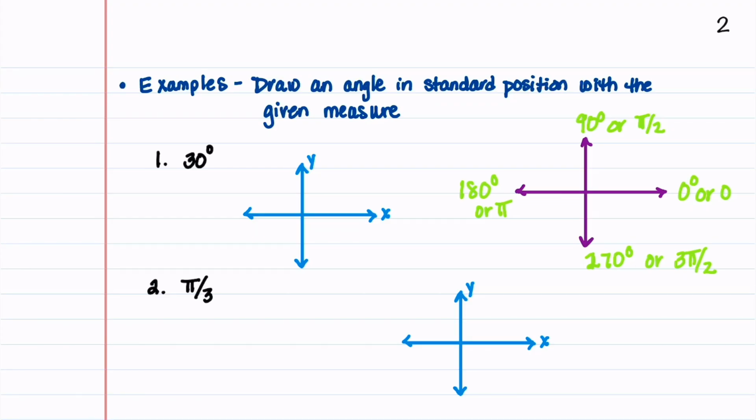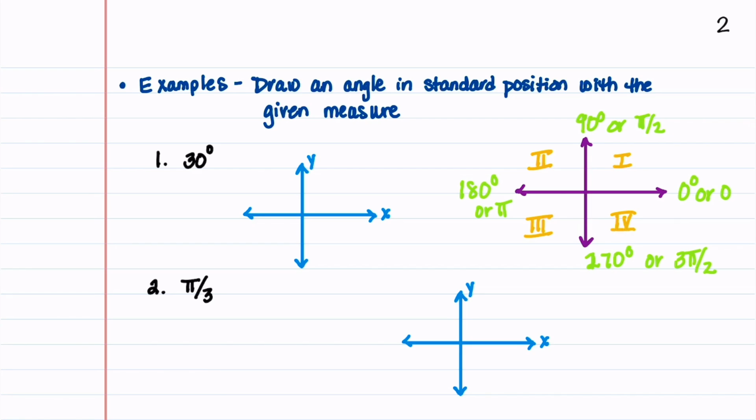Let's now label our quadrants. Our first quadrant we'll label as quadrant 1, and that's in the upper right-hand side. The second quadrant, quadrant 2. Third quadrant is down on the lower left, and then the fourth quadrant is on the lower right.